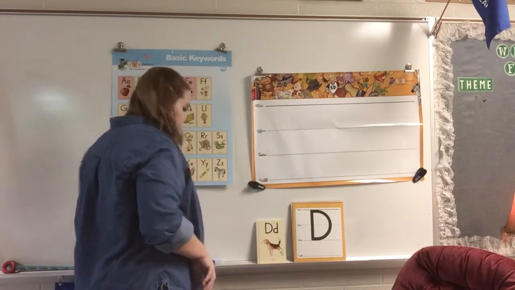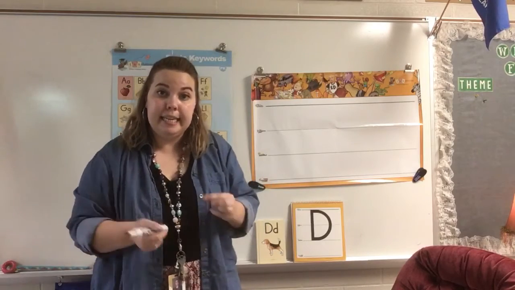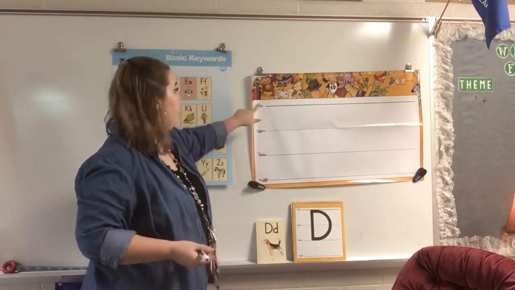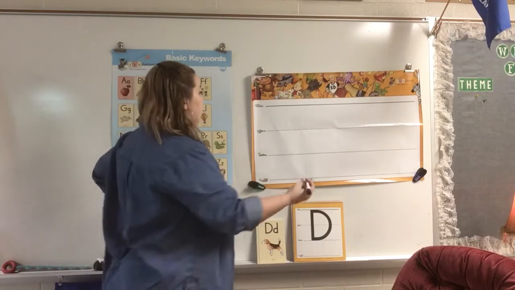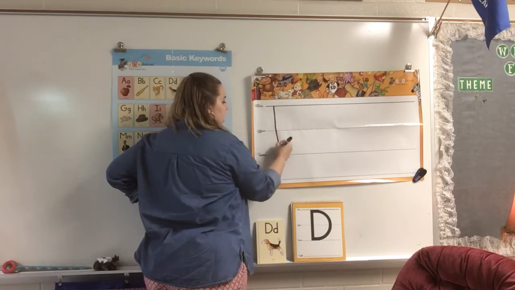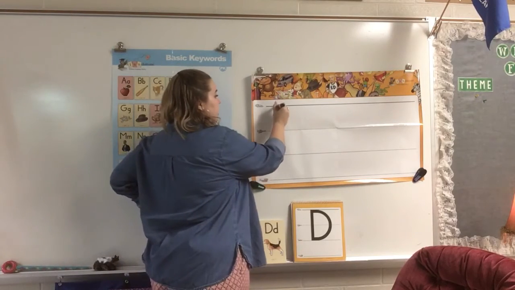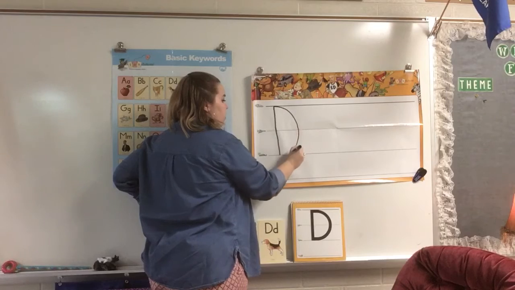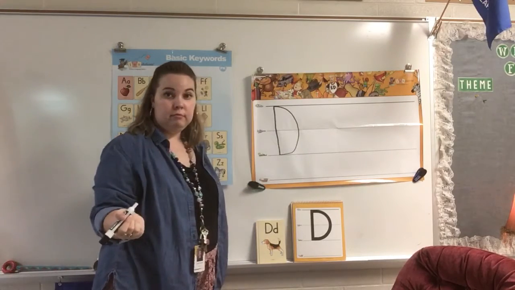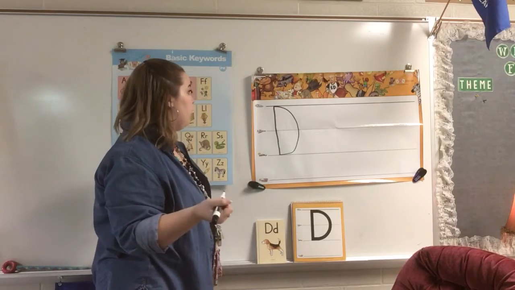I'm going to start, oh, where'd my marker go? It's hiding from me. I'm going to start with my uppercase D. So I need to start at the skyline. My uppercase D starts at the skyline. I do a straight line down to the grass line. I pick up my marker, go back to the skyline and curve around to the grass line. D, dog, D.